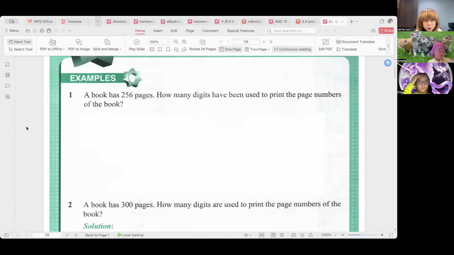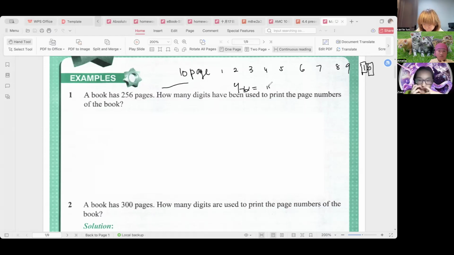A book has 256 pages. How many digits have been used to print the page numbers of the book? What does it mean? If you have a book with 10 pages, how many digits do you use? You use 1, 2, 3, 4, 5, 6, 7, 8, 9. There are 9 digits, right? But for page 10, how many digits do you use? 2. Okay, so for 10 pages, we have 9 plus 2 equals 11 digits.